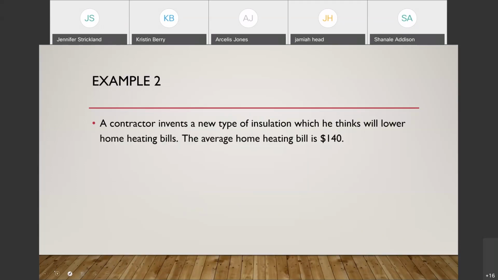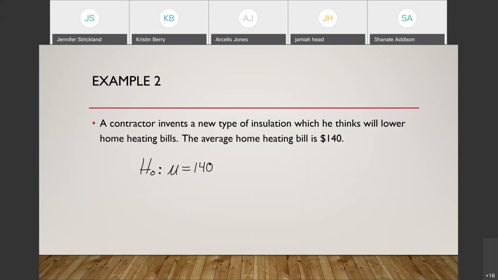Okay, so remember that the null hypothesis says there's no difference. So he puts the insulation into a house and there's no difference. Which means what about the average? It's going to stay the same. So it's going to stay equal to 140. Right? No difference. Don't change anything. You're still looking at a home heating bill of 140.